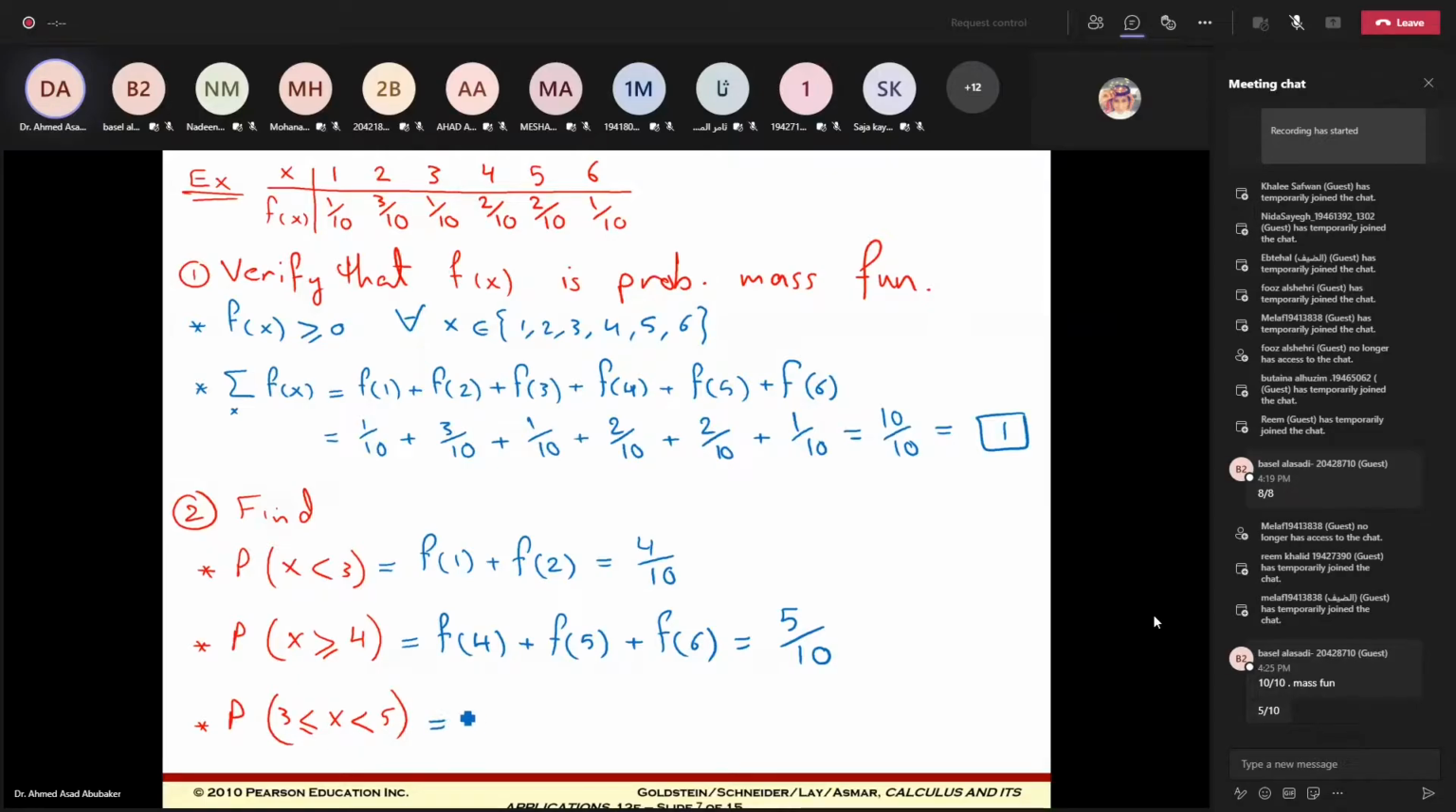Between two values, greater than or equal to 3, so 3 is included, and less than 5, so 5 is not included, but we have 4 also. So 3 plus 4, we have 3 over 10.